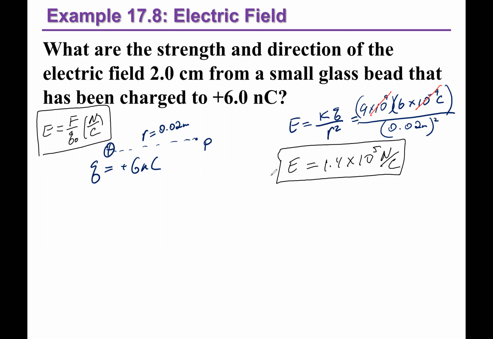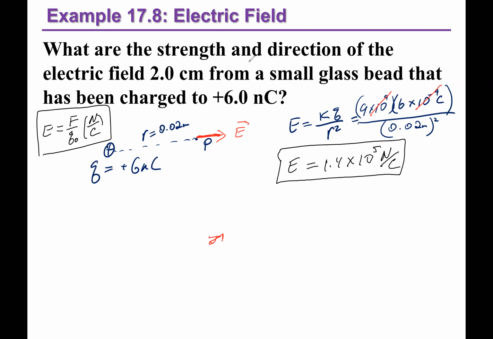So then what is the direction? Remember, direction depends on the source charge. The source charge is positive, so the direction of the electric field is radially away from it. In this case, it will be in this direction, radially away from it, right there.